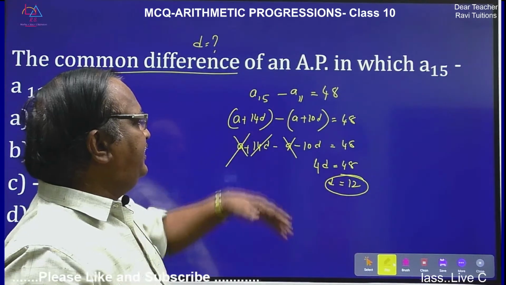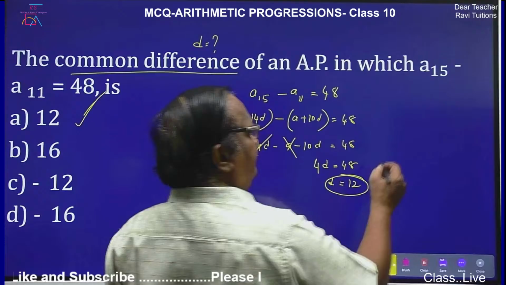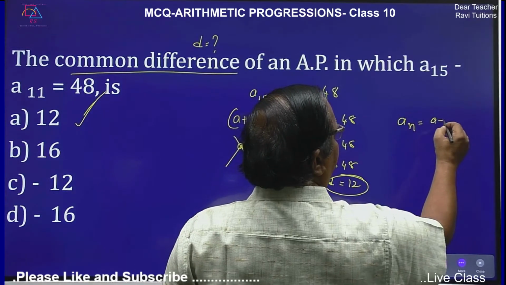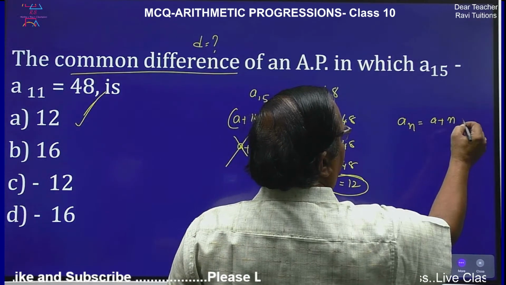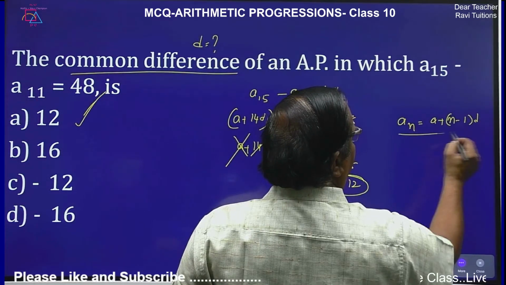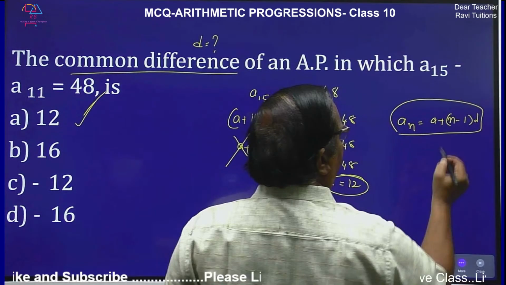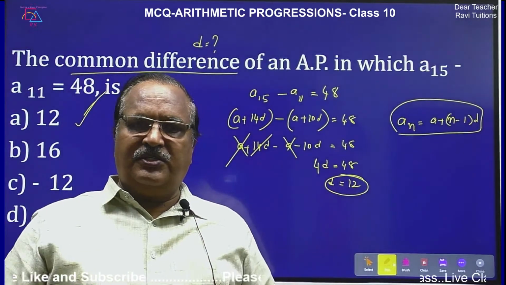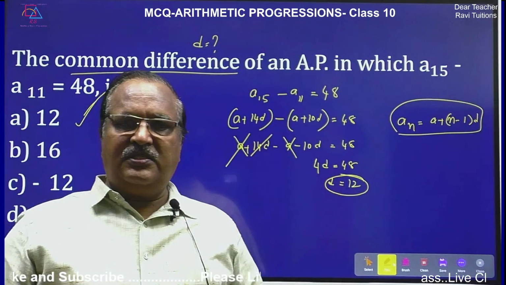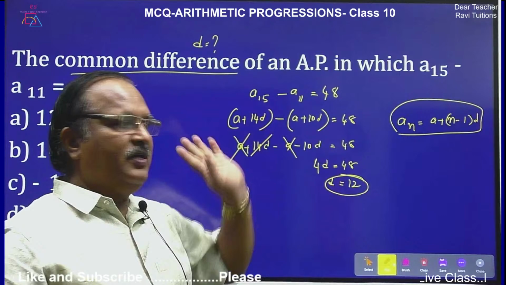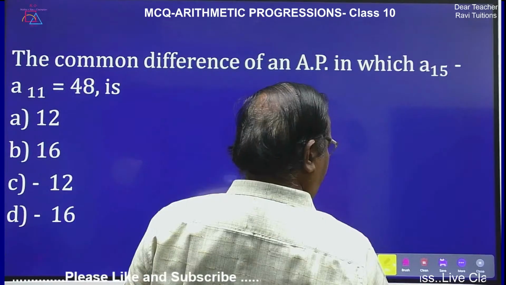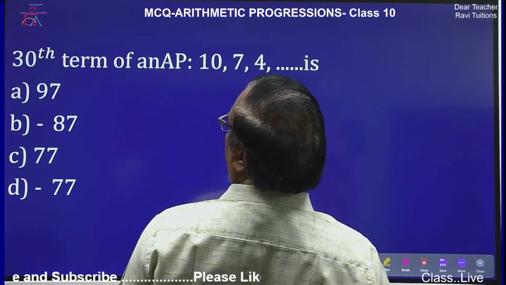Right. So in this, which formula have we used? Nth term formula. We have used the nth term formula, a plus (n minus 1) into d. This is the formula we have used. Almost in all the questions, we are going to use only these two formulas. So now let us go to the next question.